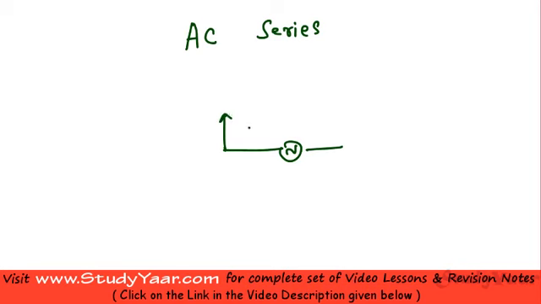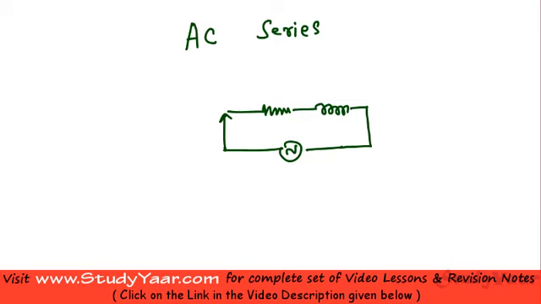In this lesson we are going to learn about series AC circuits. We are going to see what happens when different elements are connected in series across an AC voltage. We are going to try to understand what current flows when I have, let's say, a resistor and an inductor connected in series with an AC voltage.